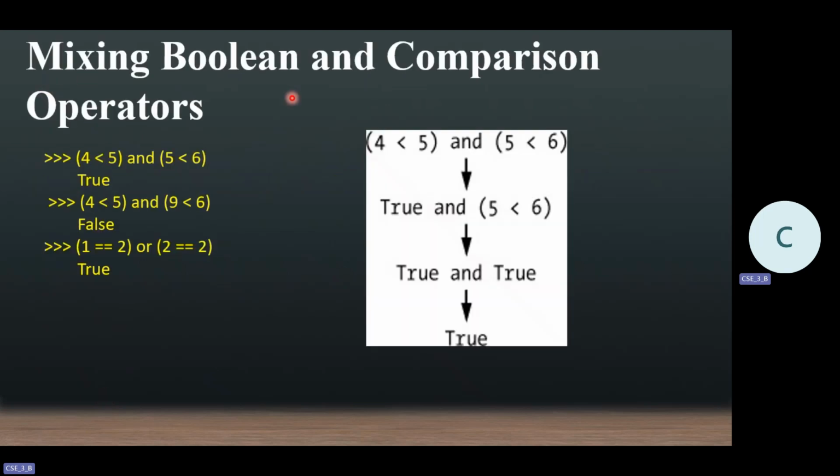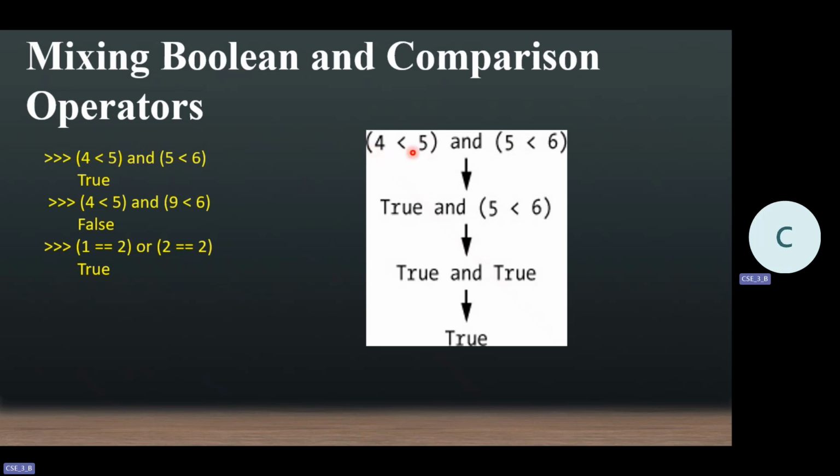Next, mixing Boolean and comparison operators. When we mix these, the evaluation results in a Boolean value. Let us take the first expression, that is 4 less than 5 and 5 less than 6. Since we have the parentheses, the expression within the parentheses has the highest precedence, and we can see 4 less than 5 and then 5 less than 6. Since both have equal precedence, the evaluation will be from left to right.